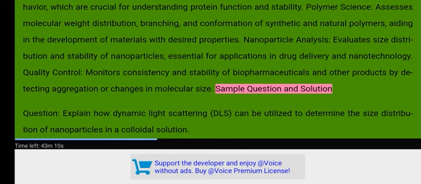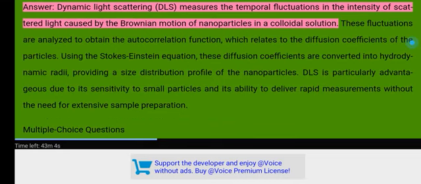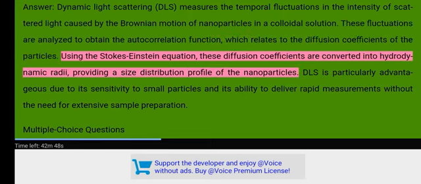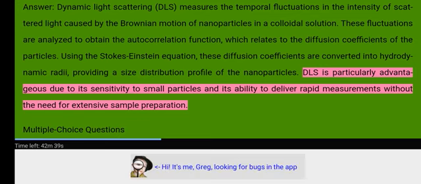Sample question and solution. Question: explain how dynamic light scattering, DLS, can be utilized to determine the size distribution of nanoparticles in a colloidal solution. Answer: dynamic light scattering measures the temporal fluctuations in the intensity of scattered light caused by the Brownian motion of nanoparticles in a colloidal solution. These fluctuations are analyzed to obtain the autocorrelation function, which relates to the diffusion coefficients of the particles. Using the Stokes-Einstein equation, these diffusion coefficients are converted into hydrodynamic radii, providing a size distribution profile of the nanoparticles. DLS is particularly advantageous due to its sensitivity to small particles and its ability to deliver rapid measurements without the need for extensive sample preparation.